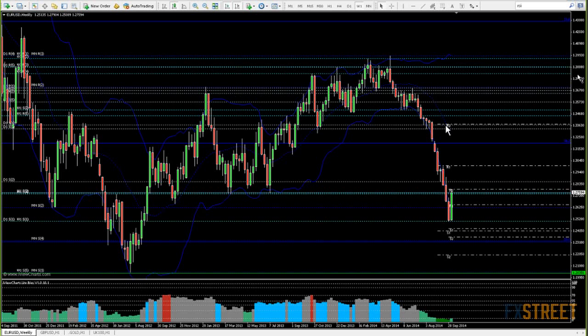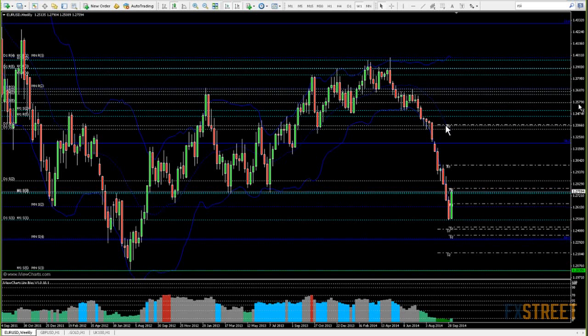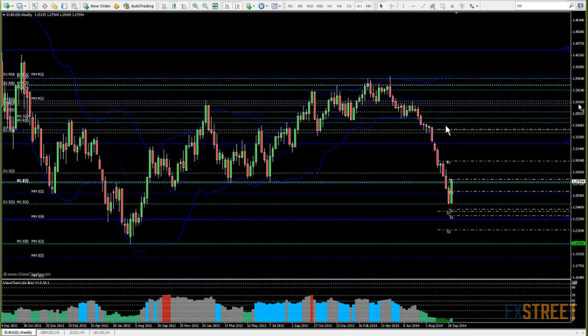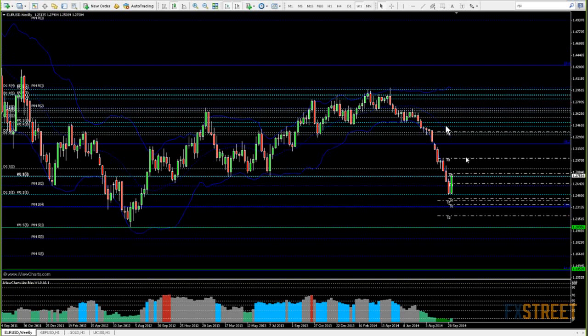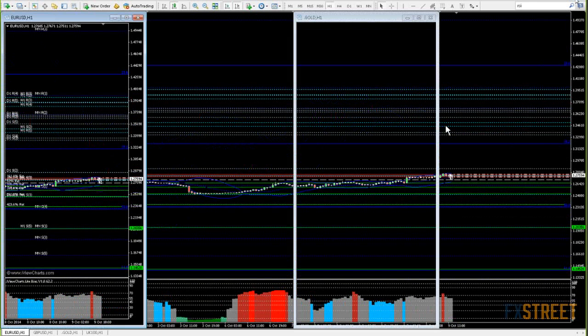So realistically, what I'm trying to tell you is that yes, I still think the euro is a good place to short, but don't short it at the bottom. Short it higher up the chart. Okay, short it higher up here. So that is the euro dollar.